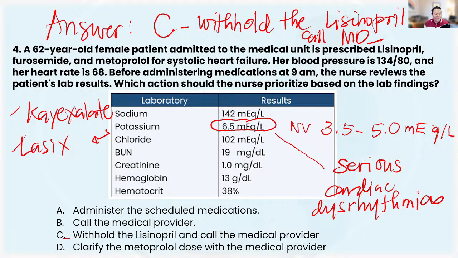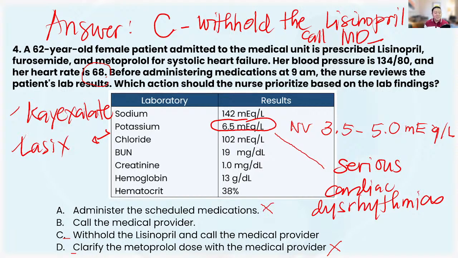Now, if you had answered letter D, clarify the metoprolol dose with the medical provider, is there a reason that we need to clarify the dose of the metoprolol? I don't think so. The patient's heart rate is 68, which is basically within the normal range. So there's no concern for clarifying the metoprolol. We're not going to administer the scheduled meds because of the hyperkalemia.